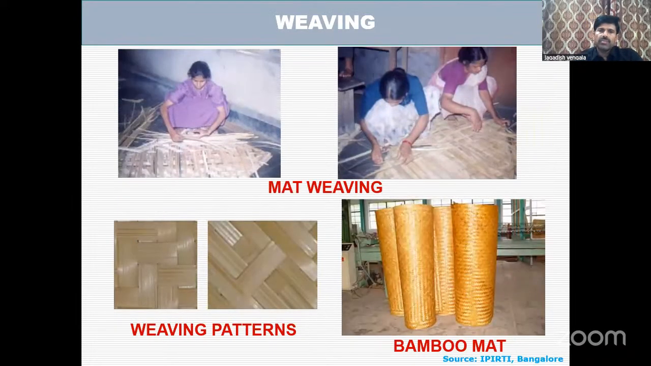These mat composites are developed from hand woven mats. There are two different types of patterns. One is rectangular and the other is the herringbone pattern. Based on experiments, people say the herringbone pattern gives more strength when compared with the rectangular pattern.